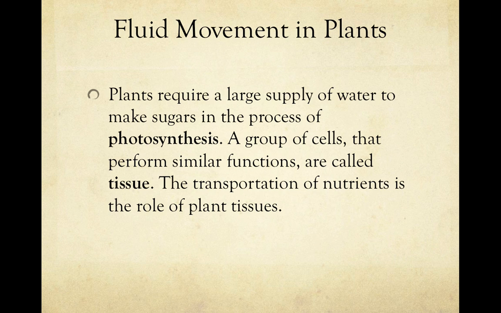But a group of cells, like I just mentioned, that perform similar functions are called tissues. Okay, so this group of similar cells that have similar functions, we call those tissue. And the transport of nutrients is the role of plant tissues. So basically the plant tissue's job is to take the nutrients that the plant needs and transport it throughout the plant to wherever it needs it, right? To all the different parts. And we know we have roots, stems, and leaves, and this fluid and nutrients are going to be moved through there.